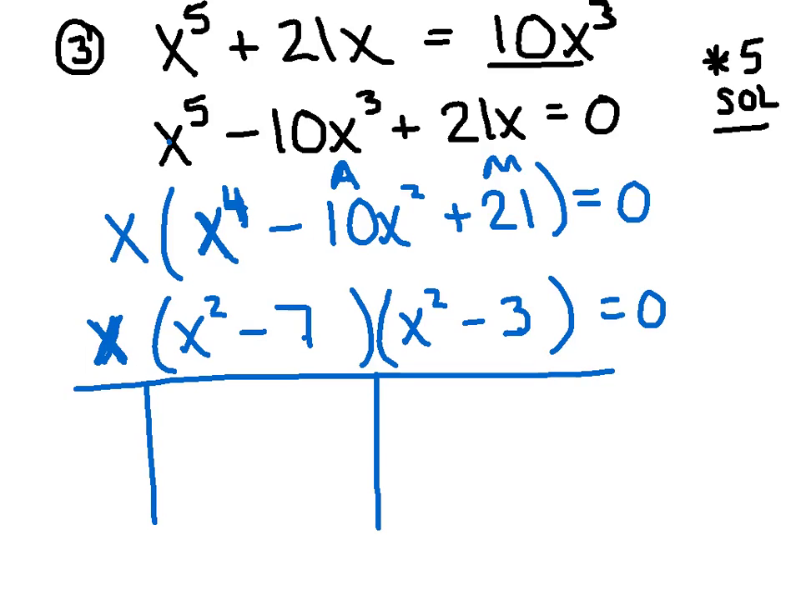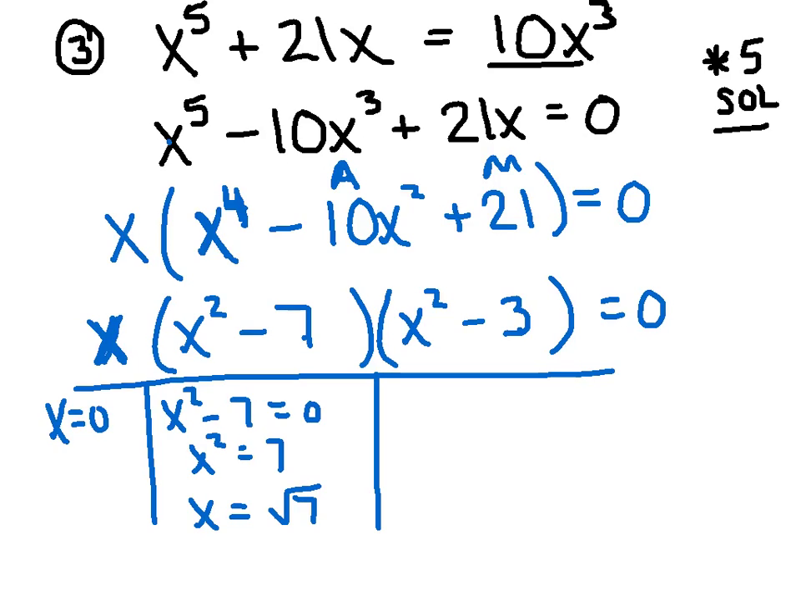On the far left here, I'm going to say that x equals 0. Inside here, if I said that x squared minus 7 is equal to 0, that implies that x squared is equal to 7, and then x is equal to radical 7. And then last but not least here, x squared minus 3 equals 0. x squared is equal to 3, and therefore x is equal to radical 3.